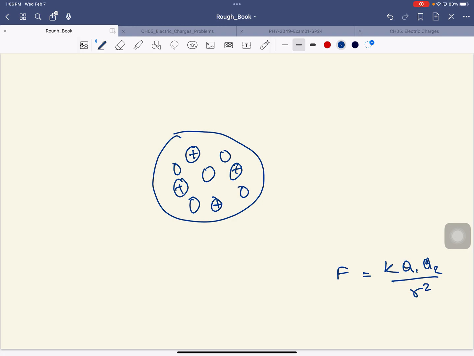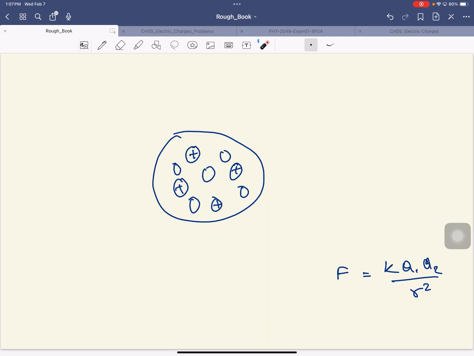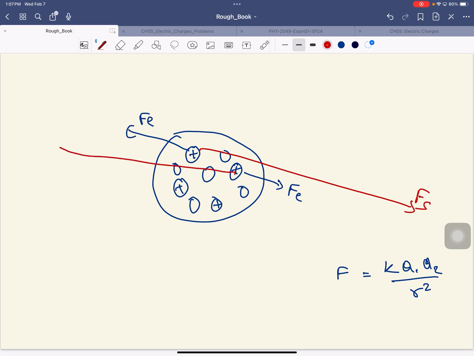So why aren't the protons flying apart in the nucleus? Why should nuclei even exist? That's what we just learned. The strong force is keeping them together. The electrostatic force is repulsive, but the strong force, which is 100 times stronger, is keeping them together.